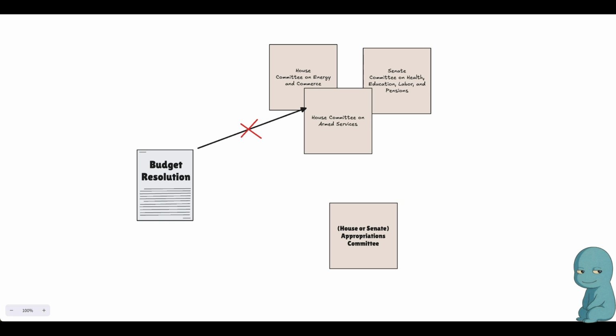To give a specific example, rather than binding the committee dealing with defense to a certain spending limit, the budget resolution of, for example, the House binds the subcommittee on the House Appropriations Committee doing the appropriations for defense to that limit. To influence the substantive committees, the Budget Committee uses another tool.